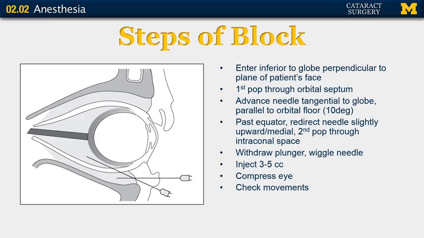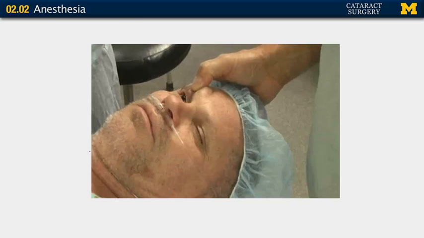After that, you can check the eye movements. If there are no movements of the eye, then you performed a successful retrobulbar block. If there are still some movements of the eye, then the block may be incomplete, and you can consider supplementing with additional anesthesia such as drops or intracameral anesthesia. Here's a video demonstrating proper technique for retrobulbar block on a right eye, and then also following that on a left eye.